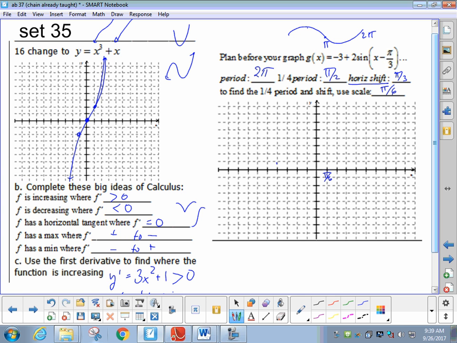The vertical. The vertical most people are good at. What's the range of this sinusoid? What's the range?